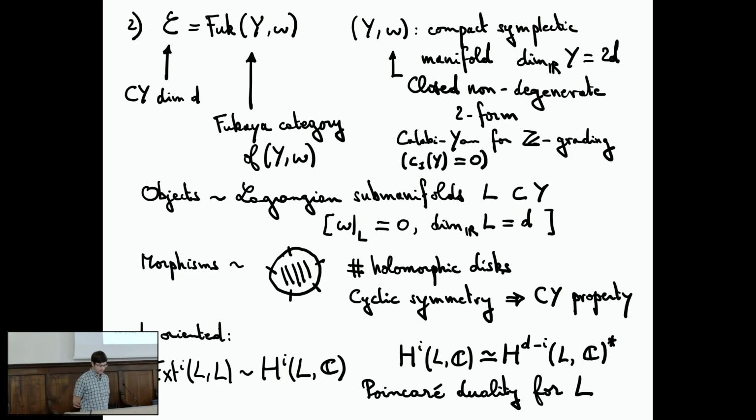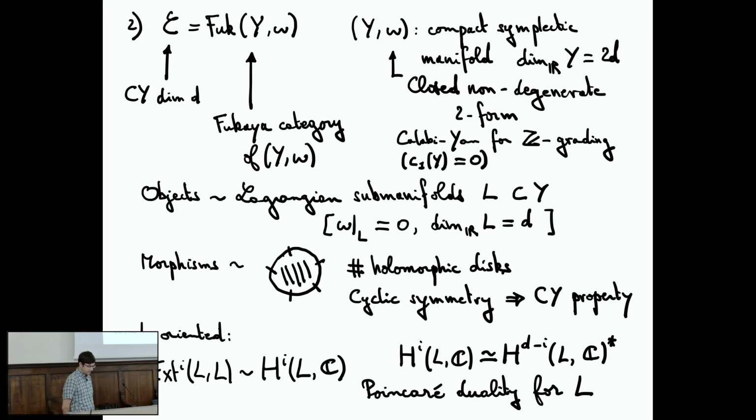And actually, if I want this category to be of the same kind as the categories I've been talking about until now, if you want it to be Z-graded, I also need to impose some kind of Calabi-Yau type condition. I want the first Chern class of Y to be equal to 0. And I will not give any details about the construction of this category. I will just give these pictures. And the only thing I want to mention is where the Calabi-Yau condition comes from.